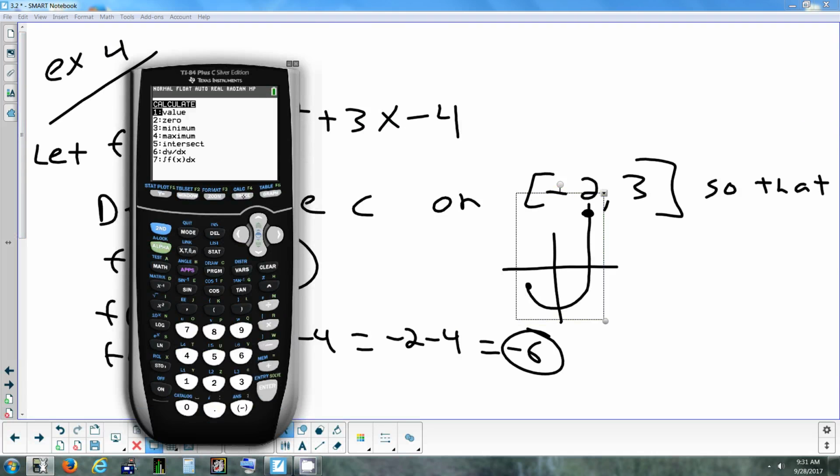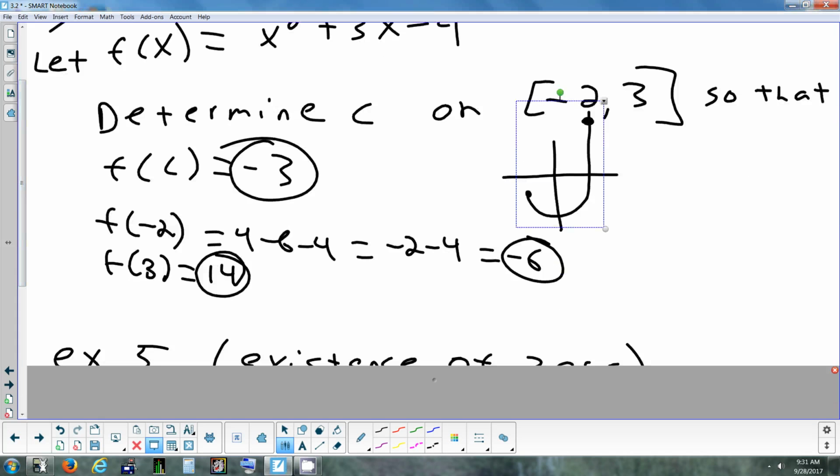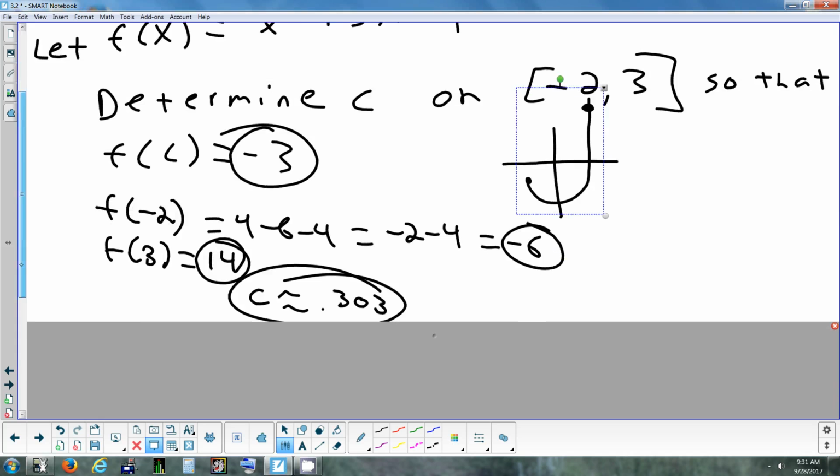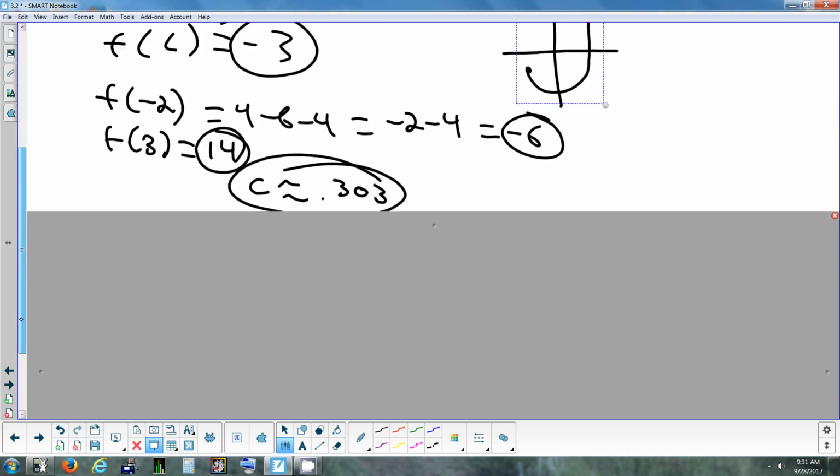So second calc, intersect. And it looks like x is about 0.303. We round it. Actually, I call it c in this case. That's the number you could plug into your function, and you will get -3 for y. Any questions on that one?